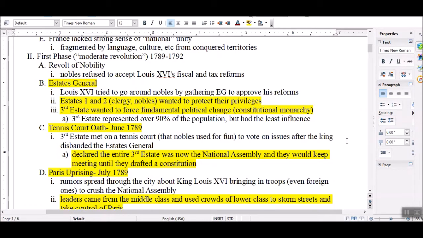You know, when you've got any one group that makes up the majority and has no real say, that's going to be problematic. They are also not going to agree on what needs to be done. The two powerful ones that have all the privileges, for some reason, seem to want to protect those privileges. And the third estate is willing to totally revamp the government into a constitutional monarchy. So this ultimate disagreement is going to be problematic.